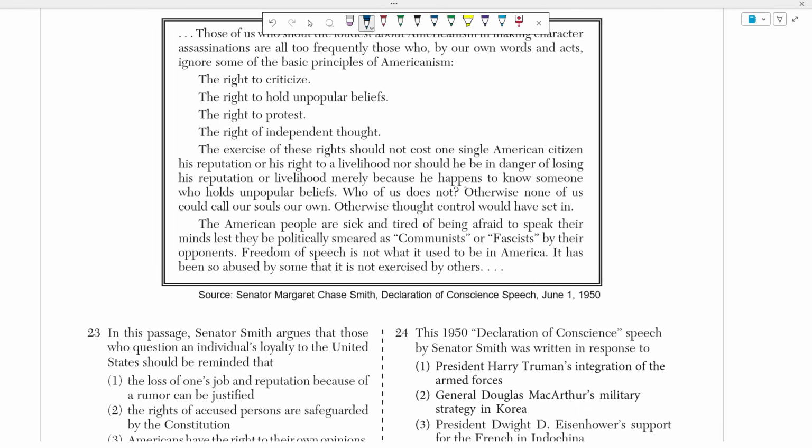"Who of us does not? Otherwise, none of us could call or tell we have souls of our own. Otherwise, thought control would have set in. The American people are sick and tired of being afraid to speak their minds, lest they be politically smeared as communists or fascists by their opponents. Freedom of speech is not what it used to be in America. It has been so abused by some that it is not exercised by others." Right?